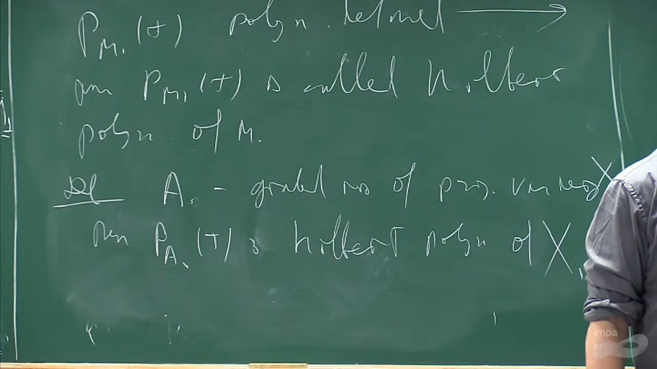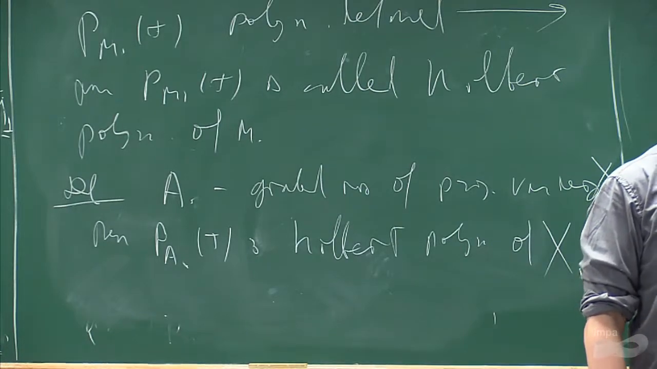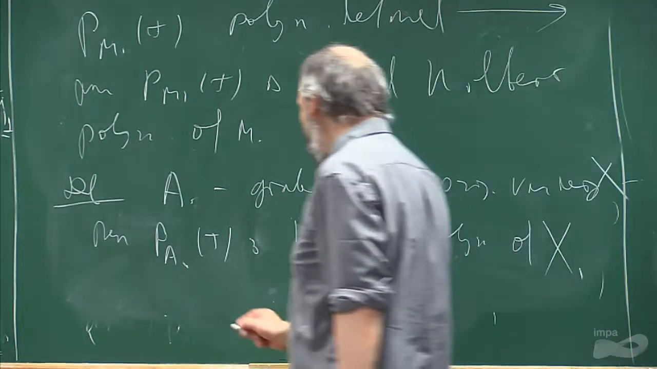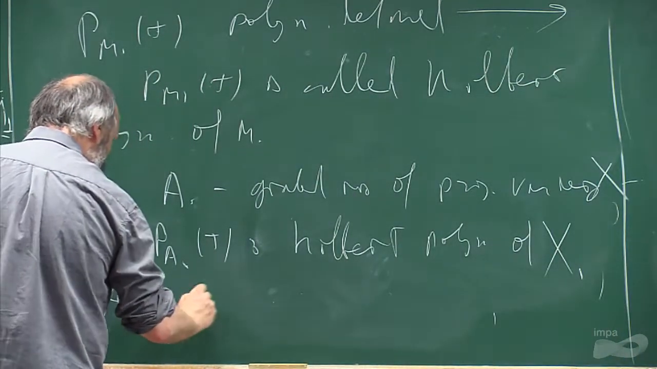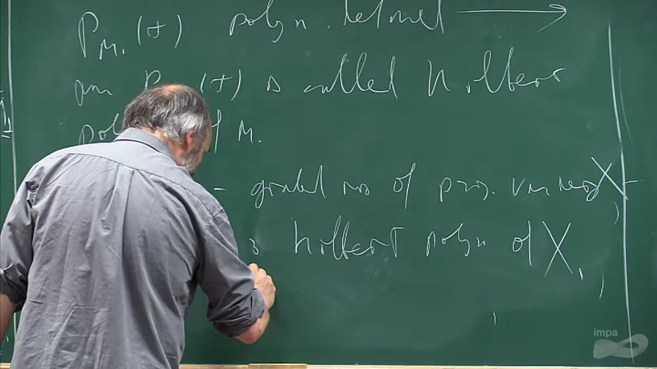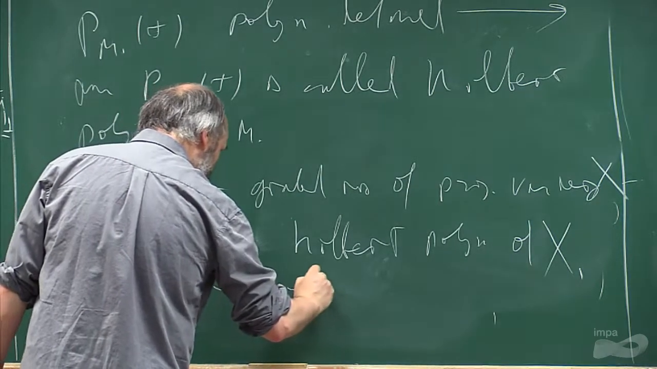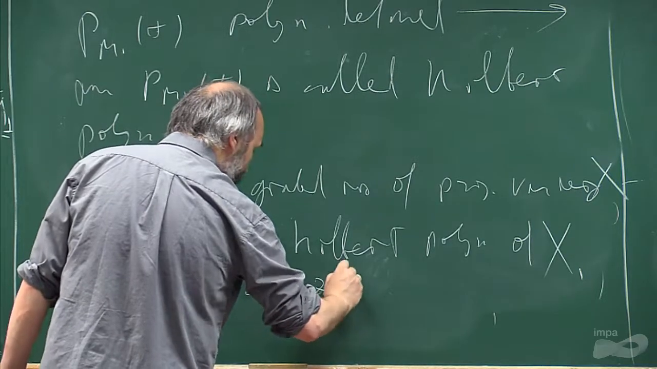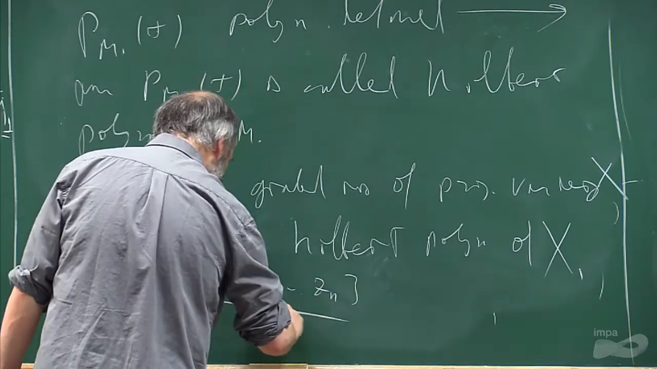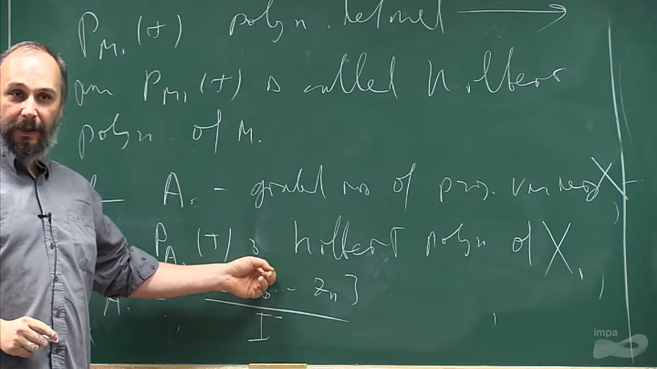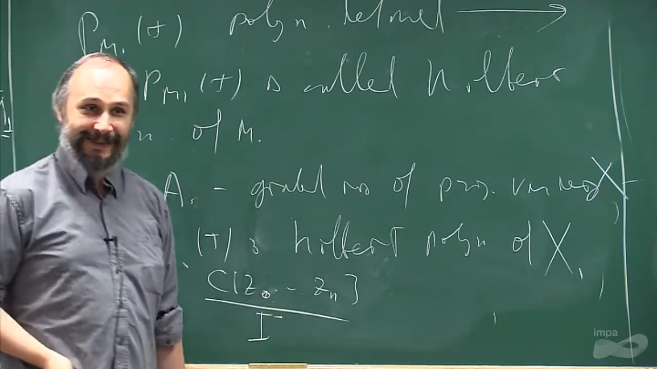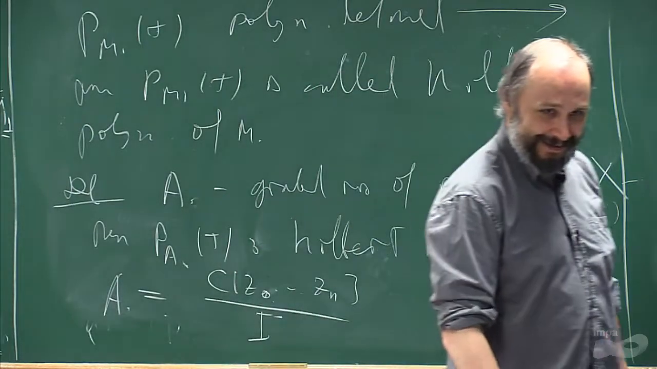Questions, comments? Yes, please. Why is it generated by A_1? Because A star is a quotient of a polynomial ring in Z_0, ..., Z_n by I star, and this is already generated by A_1. So the quotient is also generated by the same generators. Did I answer? Okay.